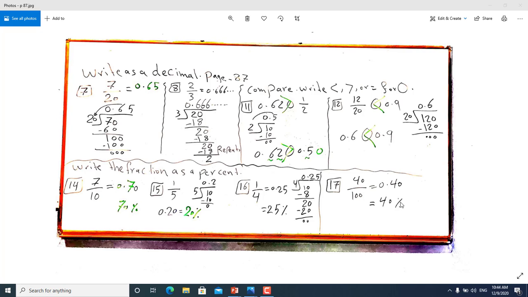That's all we studied about how we can write a fraction as a decimal and as a percent. Good time for you.